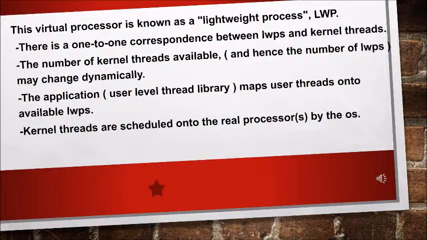There is a one-to-one correspondence between LWPs and kernel threads. The number of kernel threads available, and hence the number of LWPs, may change dynamically. The application's user-level thread library maps user threads onto available LWPs. The kernel threads are scheduled onto the real processors by the OS.